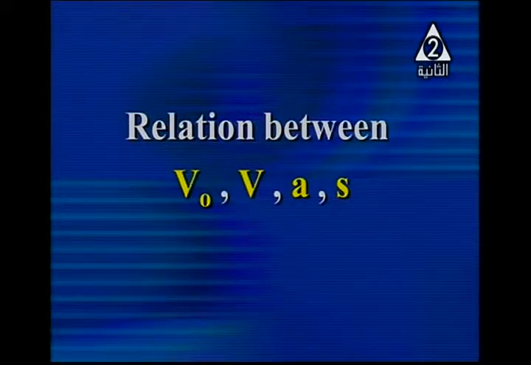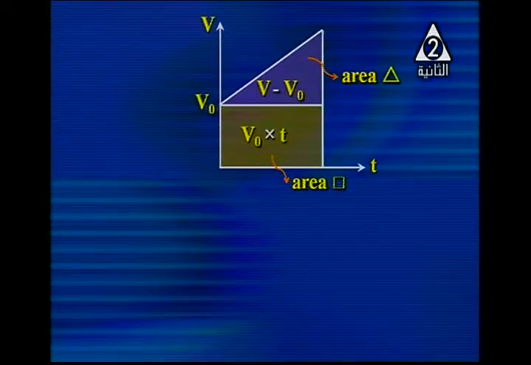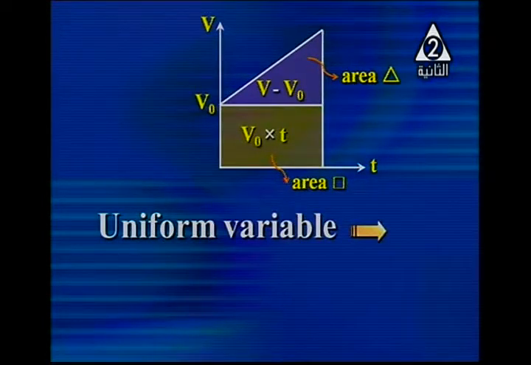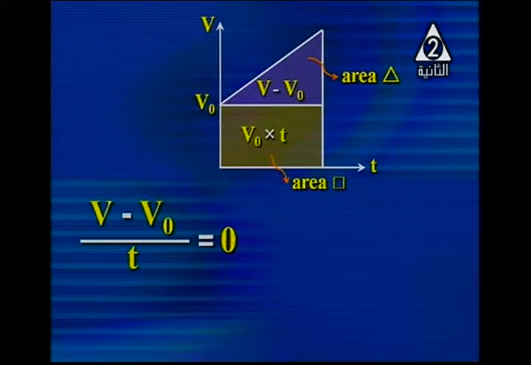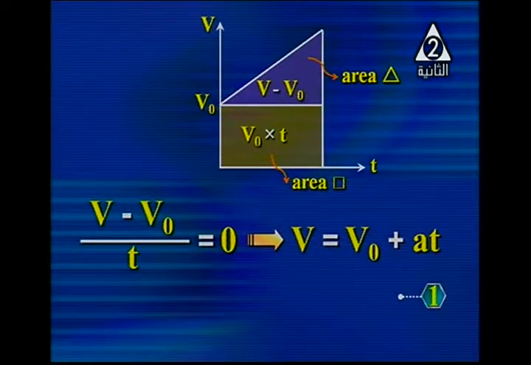Relation between V naught, V, A, and S. Dear student, look at what we mean by uniform variable: it means acceleration equals a constant. Look at the opposite graph, which represents the relation between V, V naught, and time t. Look at (V minus V naught) over t, which equals A. Therefore, V equals V naught plus AT.